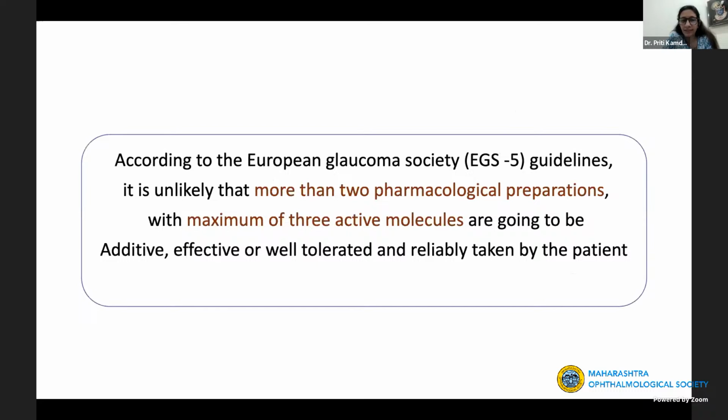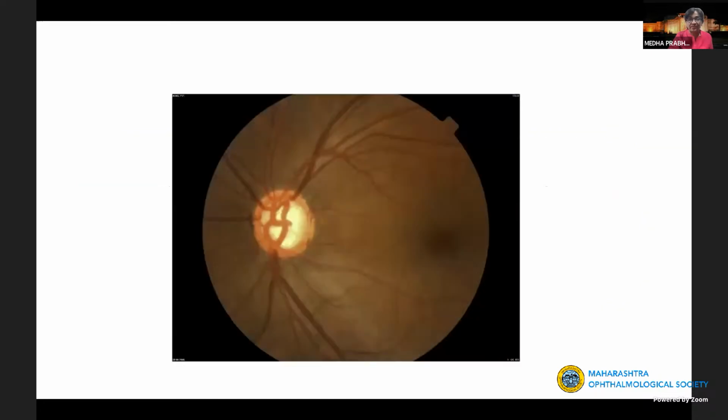Yeah, last slide. According to the European Glaucoma Society guidelines, it is unlikely that more than 2 pharmacological preparations, with a maximum of 3 active molecules, are going to be additive, effective, or well tolerated and reliably taken by the patient. So we need to keep this in mind. And thank you for your patient hearing.